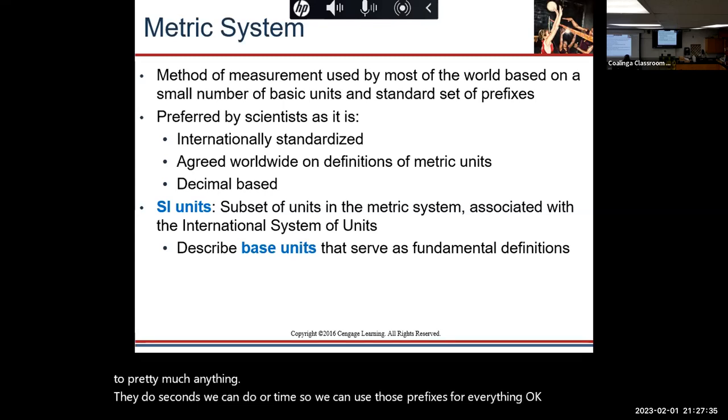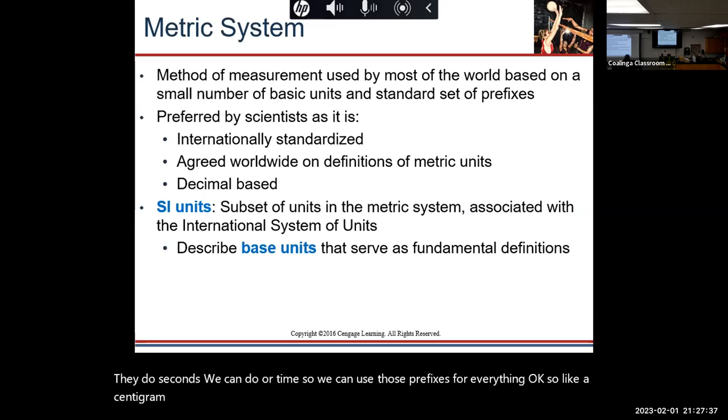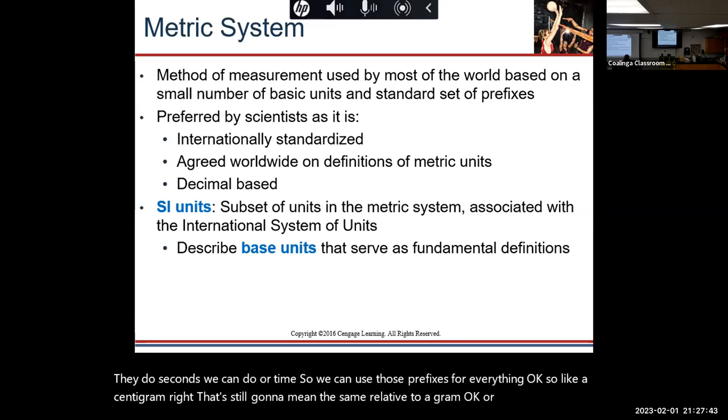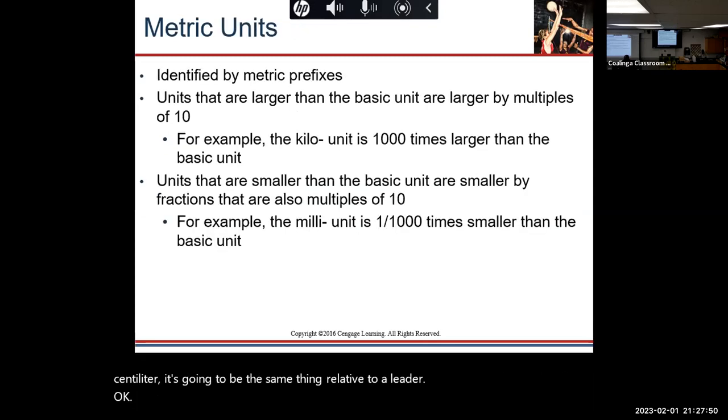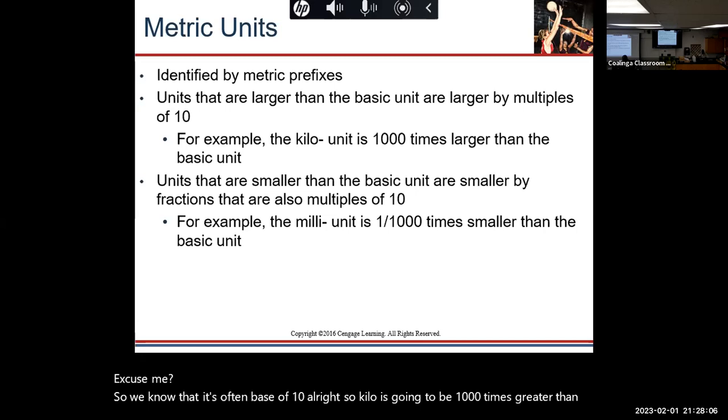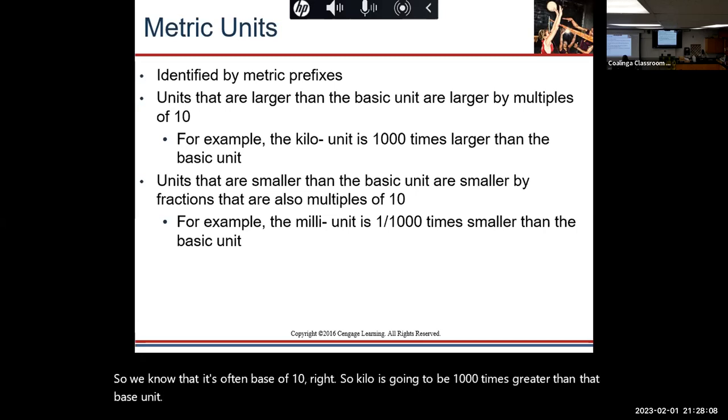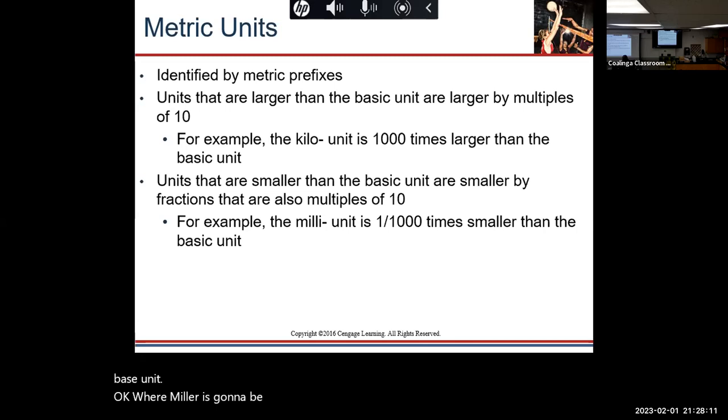So like a centigram, it's still gonna mean the same relative to a gram. Or if we have a centiliter, it's going to be the same thing relative to a liter. So we know that it's often base of 10, right? So kilo is going to be 1,000 times greater than that base unit, where milli is going to be 1/1,000 of the base.